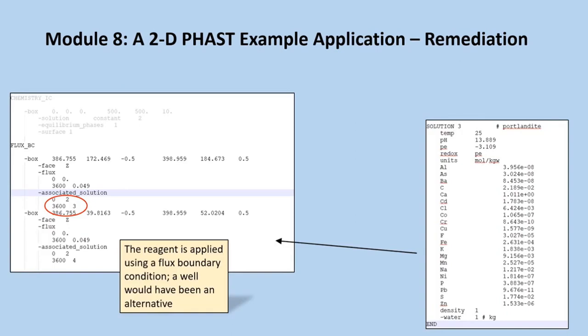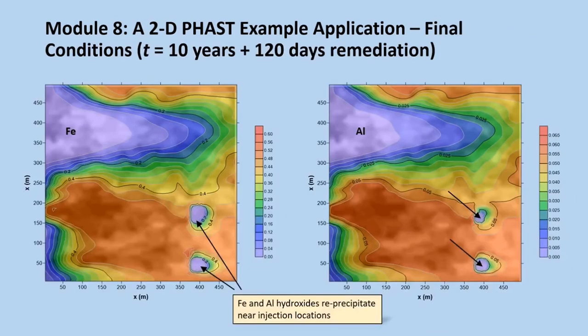To simulate the test, a source term is added that is activated after 10 years elapsed time. The source term consists of a background, this is a non-acidified groundwater, augmented with either calcium hydroxide, portlandite, or magnesium hydroxide, brucite. And sure enough, after 120 days of testing, things seem to be working.